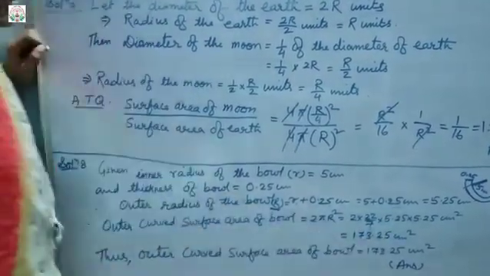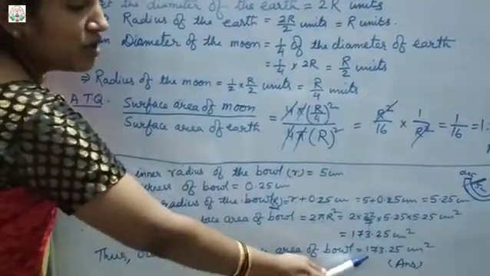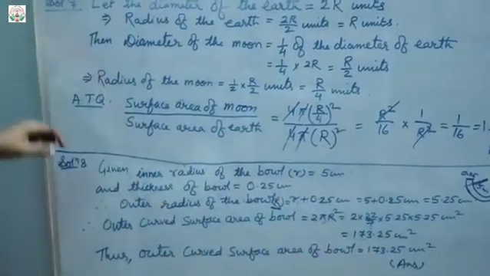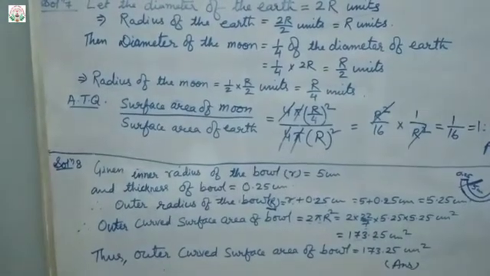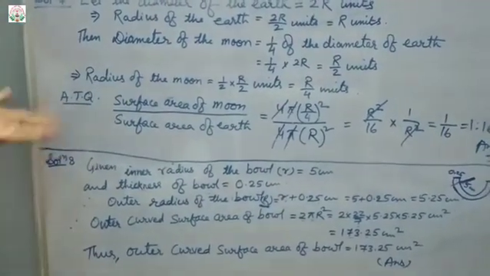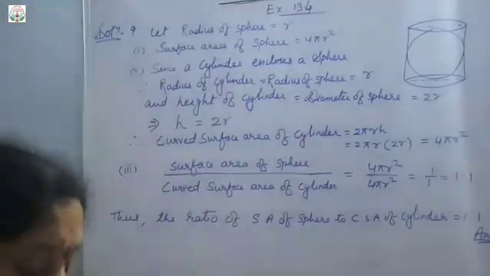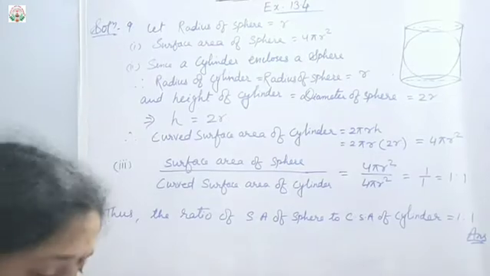173.25 cm square. Thus the outer curved surface area of the ball is 173.25 cm square. Answer. Okay, clear, understood? Now only the last question is there. Next we will see this. Now let us see the 9th question, the last question of this particular exercise, 13.4.